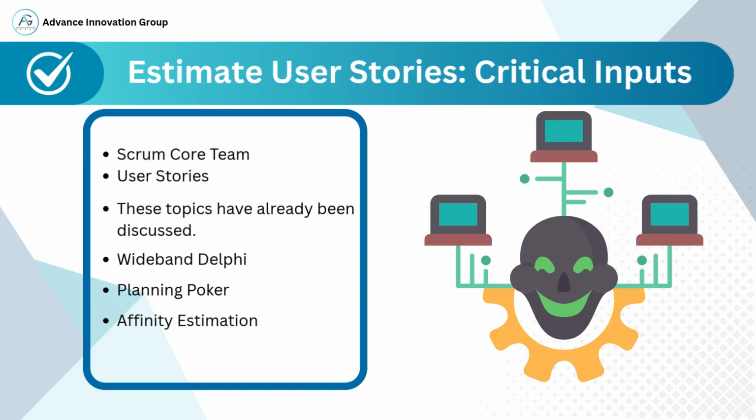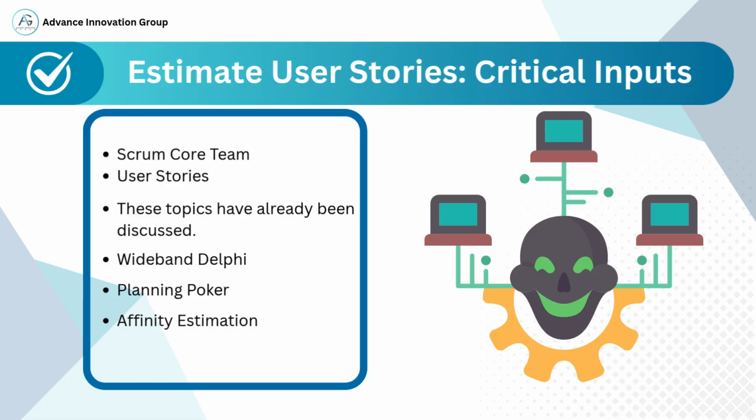Now, let's look at the estimation techniques, which are collaborative methods used by Scrum teams to assign relative sizes or effort values to user stories. 1. Wideband Delphi. This is an iterative estimation technique where each team member provides estimates anonymously. The estimates are then discussed and revised over multiple rounds until consensus is reached.